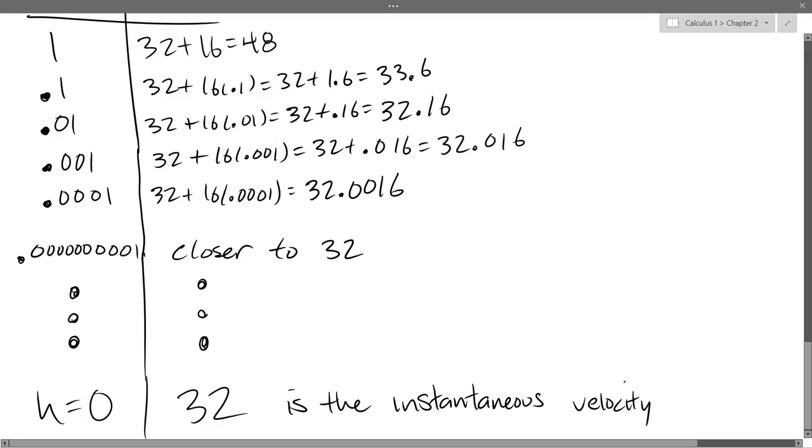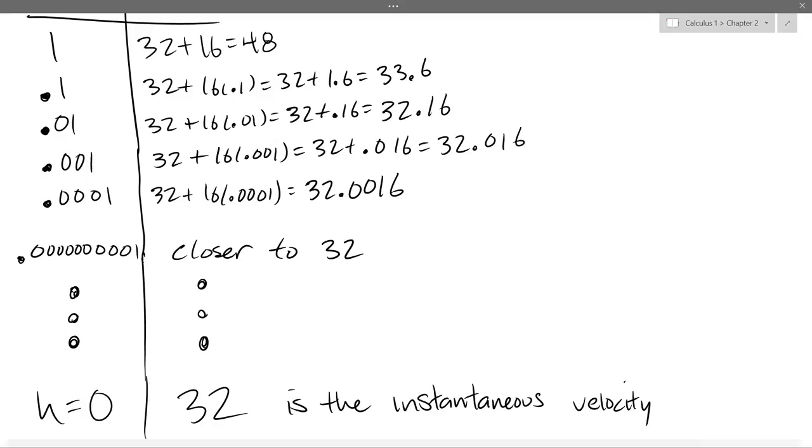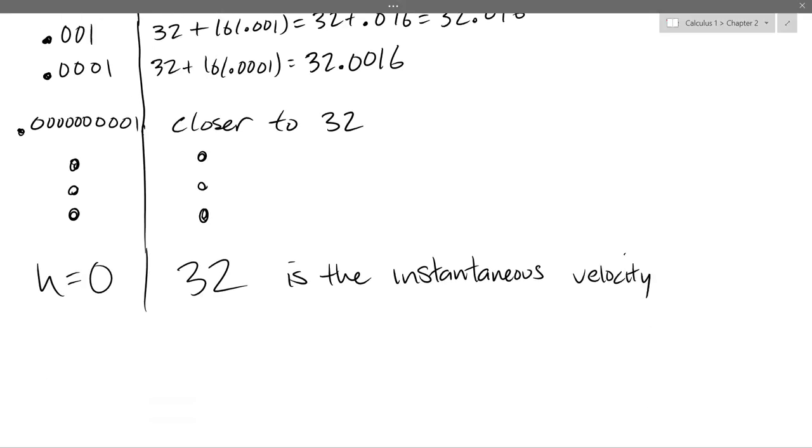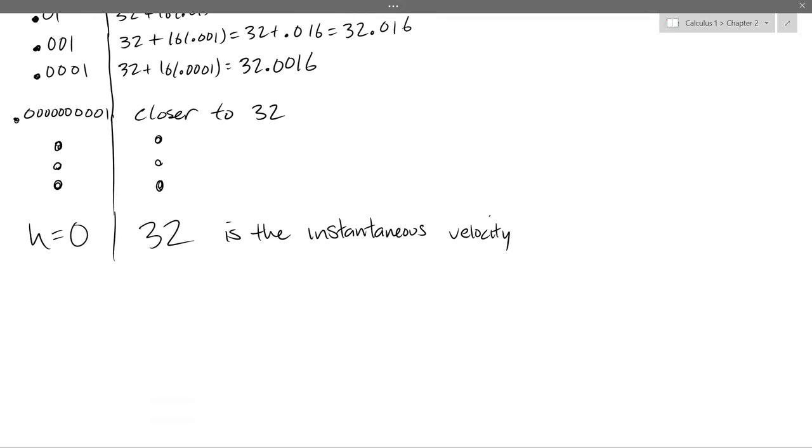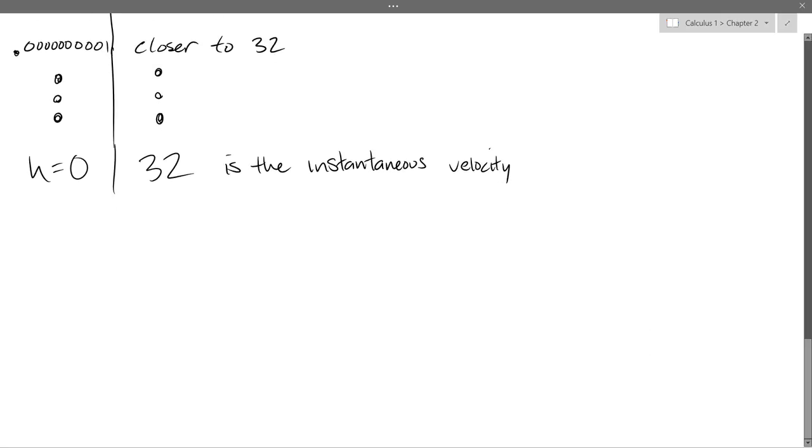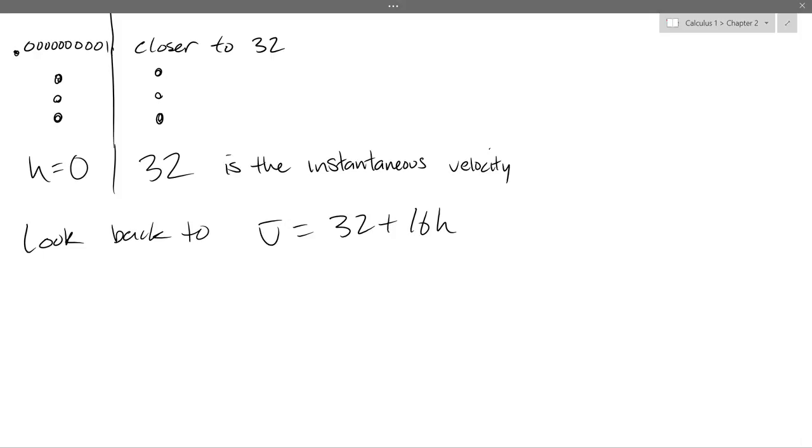Now, I picked one that had a really nice, easy pattern. So it didn't converge to like pi plus square root 2. That might be harder to see. So this one converged to 32. So it was pretty easy to see. So let's look back to average velocity is 32 plus 16h. What do you get if you just set h equals 0? 32. So there we go. If you look here, just set h equal to 0.